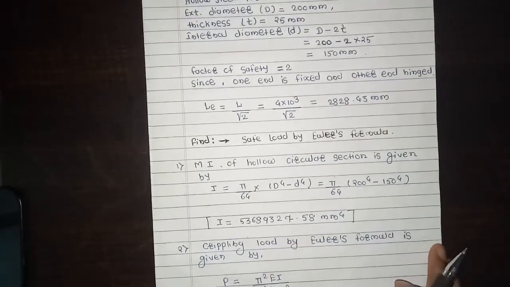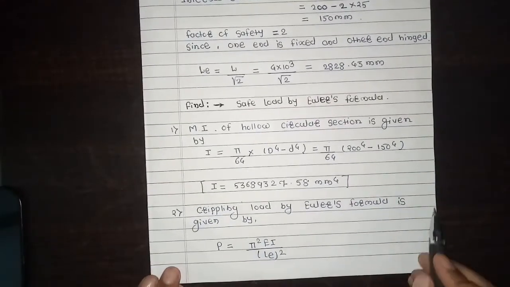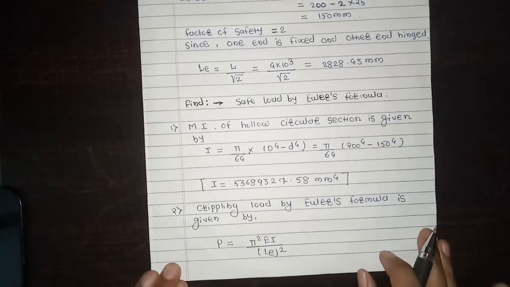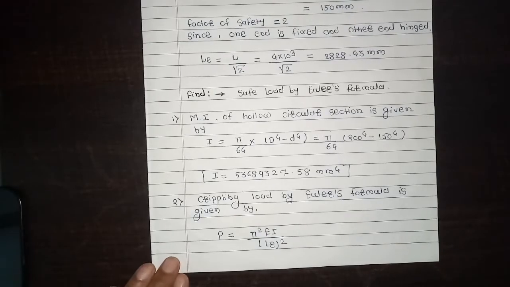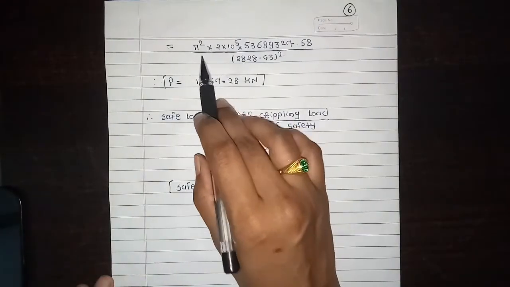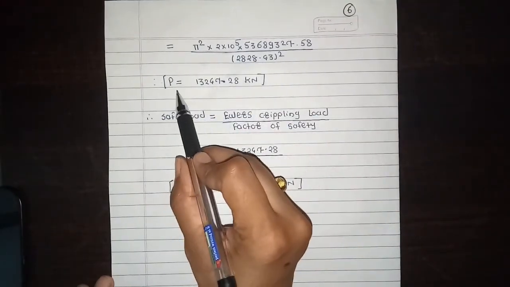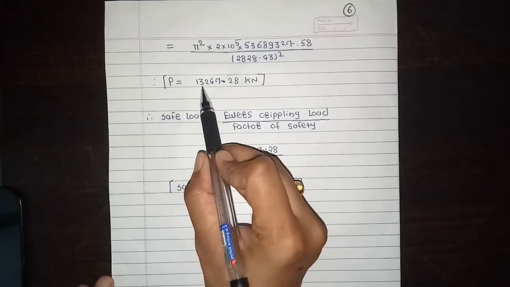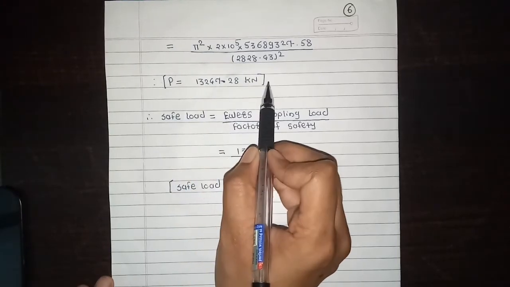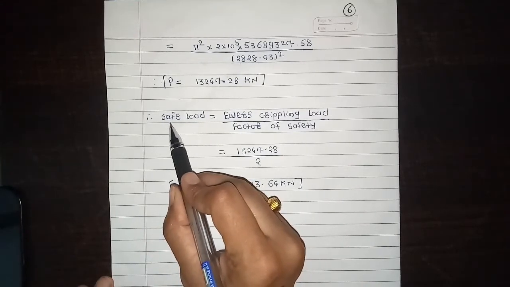Then finally calculate crippling load by Euler's formula, given by formula P is equal to pi square EI divided by L effective square. Then put the values of E, I and L effective, then we get P value. P is equal to 13247.28 kilonewton.